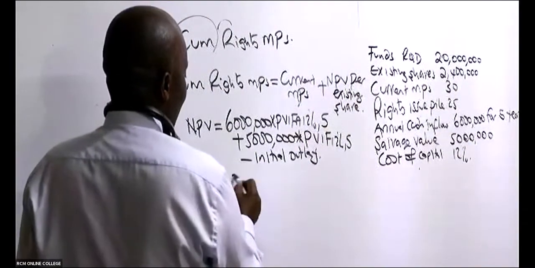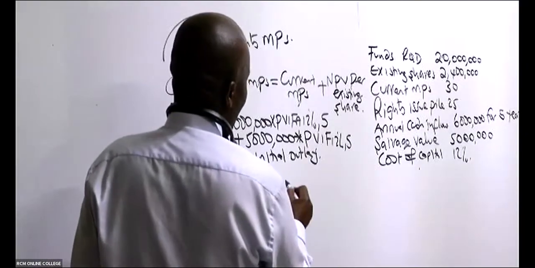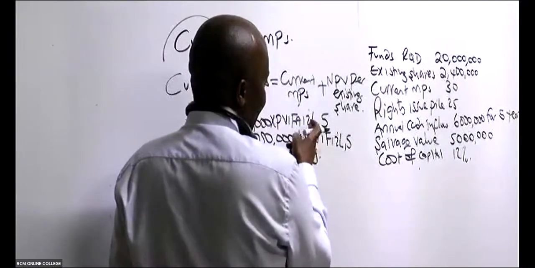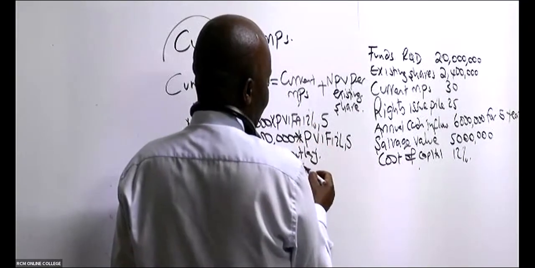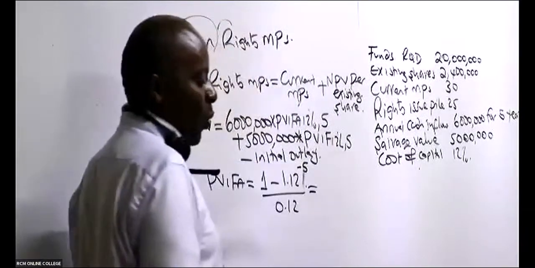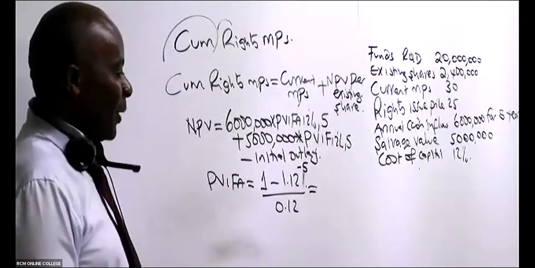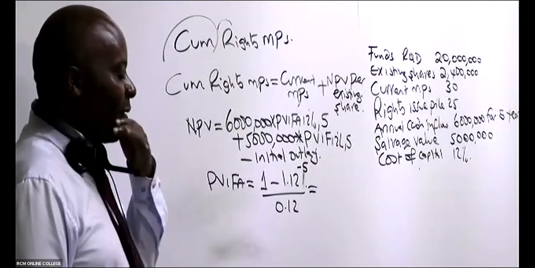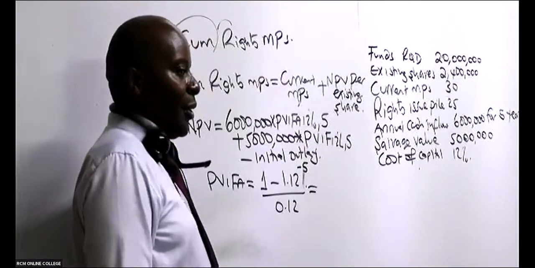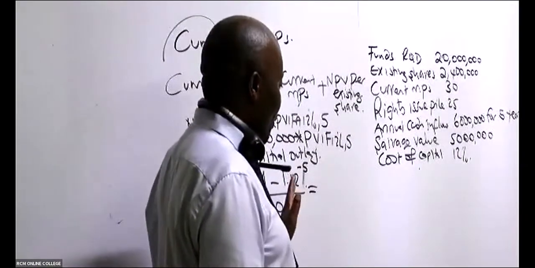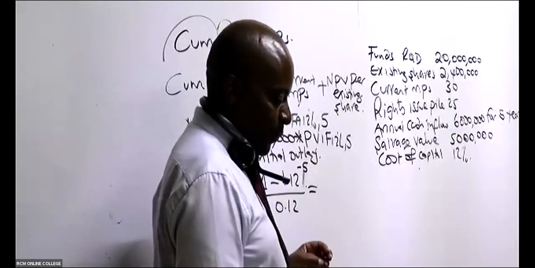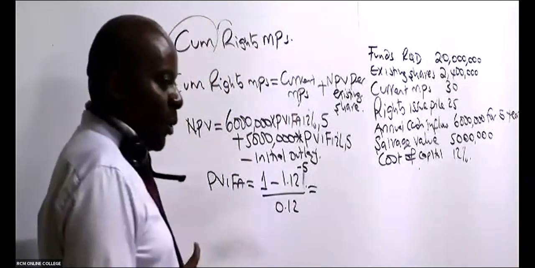So then are you able to give me the PV-FAR in this case? Let me try you out. Anybody who is able to give me this PV-FAR: 1 minus 1.12 raised to -5, everything divided by 0.12, which will end up giving us what figure? Remember the formula of PV-FAR. I know right now I'm teaching experts. So 1 minus 1.12 raised to -5, and then we divide everything by 0.12.